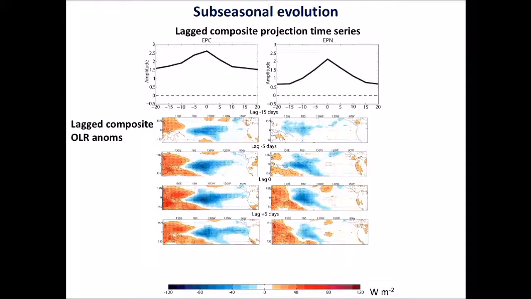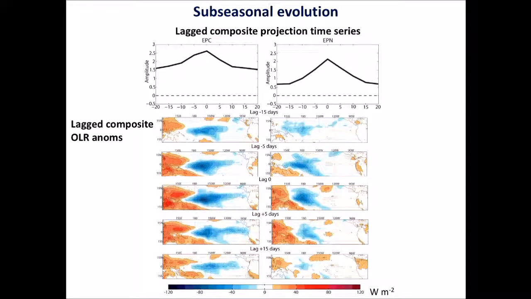5 days later, so the anomalies are starting to weaken. And then this is 15 days after peak. You can see still persisting for the convective Eastern Pacific events, but very weak for the non-convective Eastern Pacific events.